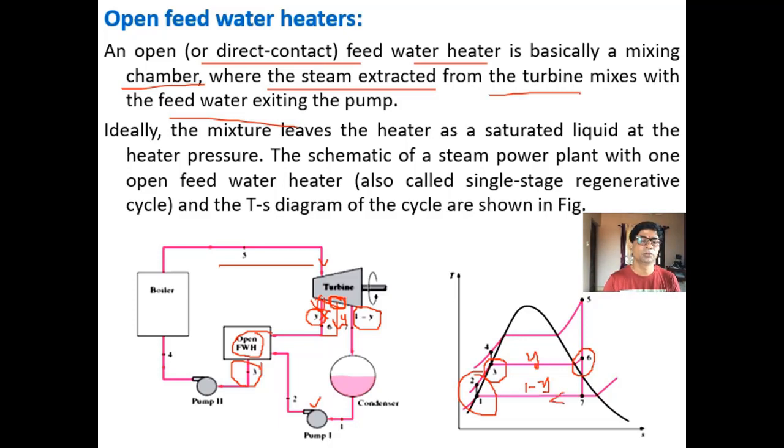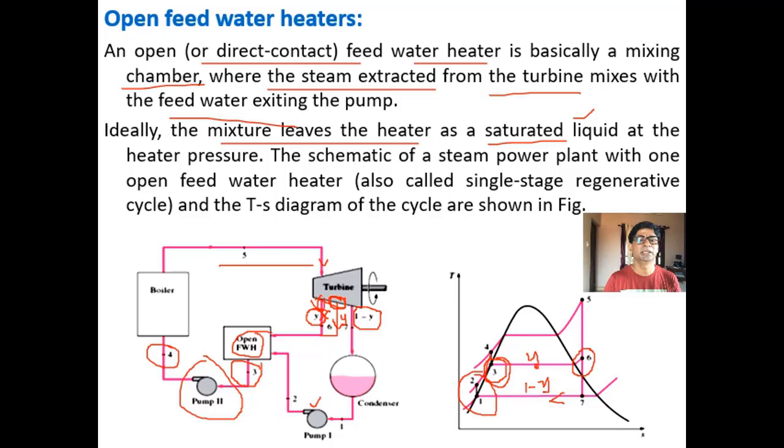So this is the open feed water heater, where the extracted steam and the feed water at state 2 directly mix and reach the saturation point at 3, which is further pumped using the second pump to the boiler pressure at 4. Ideally the mixture leaves the heater as a saturated liquid. So the exit of the open feed water heater, point number 3, is on the saturated liquid line. It is saturated water, a saturated liquid.